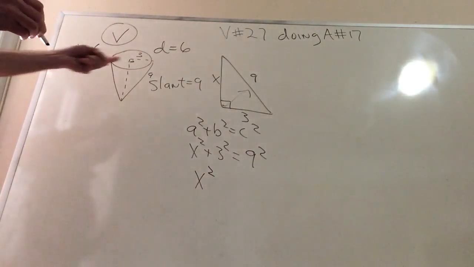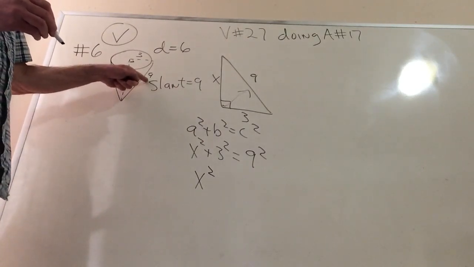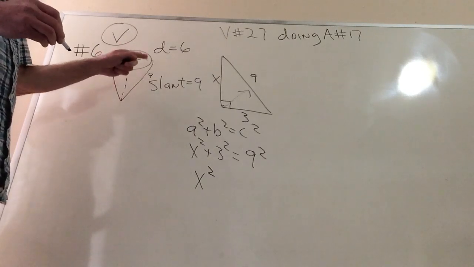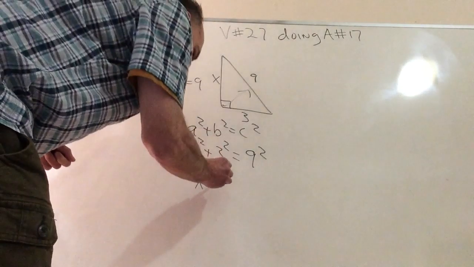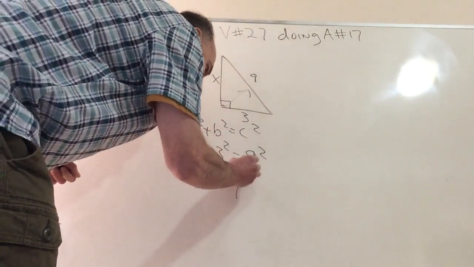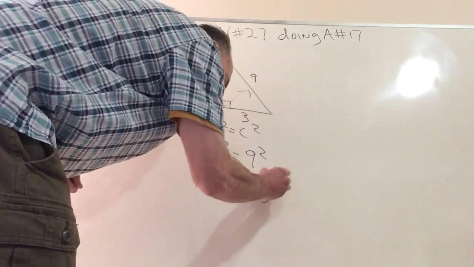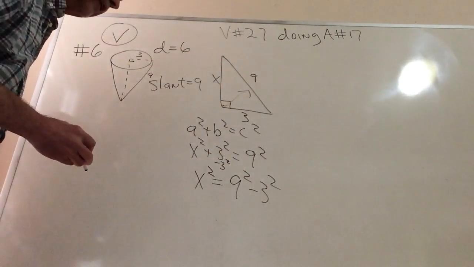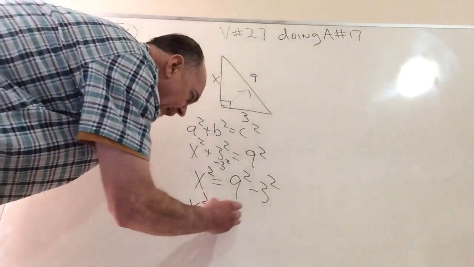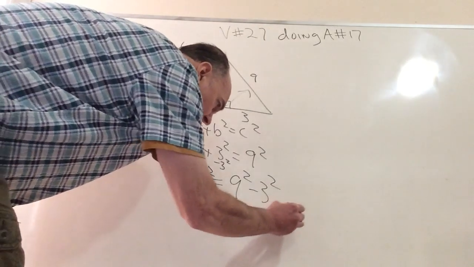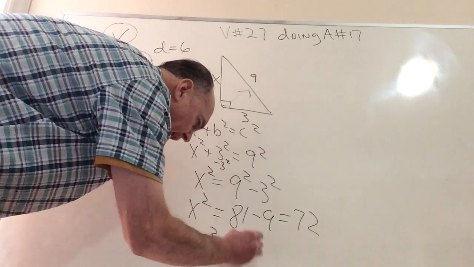Same problem as before. I just changed the number. Instead of 10, I wrote 9. Instead of 13, I wrote 9. No more Pythagorean triples. So x squared equals 9 squared. I take the opposite of 3 squared, which is negative 3 squared. What you do on one side, you do on the other. And then we have x squared equals 81 minus 9, which equals 72. Oh my God, x squared equals 72.